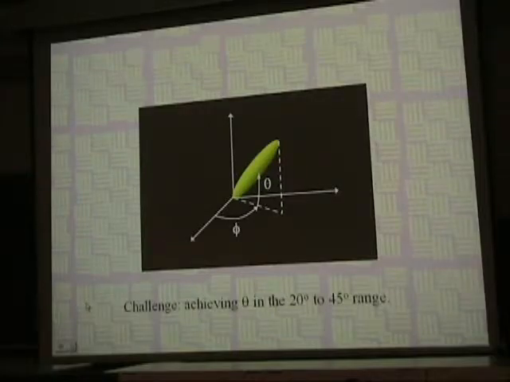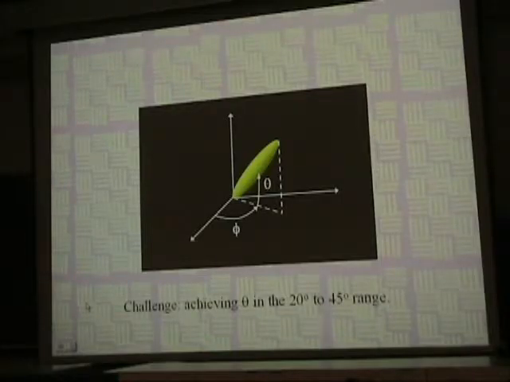Now, at the time when we started the project, there was no reliable technology for achieving values of theta in the 20 degrees to 45 degree range. On the other hand, there are potentially better LCD designs that do require the values of theta to be in this range. And that motivated us to figure out a way of doing it.